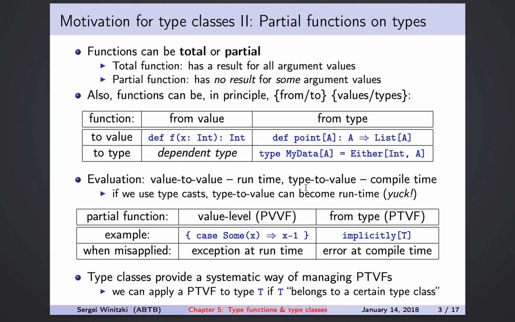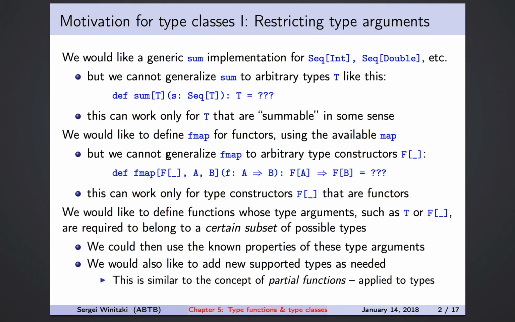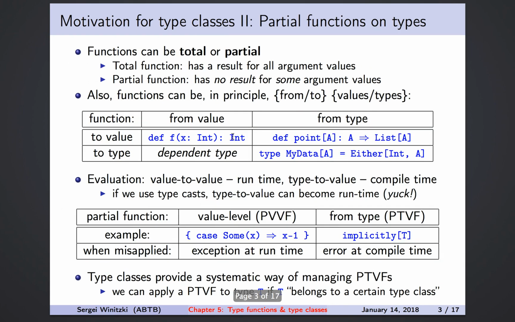If we are able to implement this, then these problems would be solved. We would just say, well, sum is not just a total type-to-value function, it's a partial type-to-value function that's only defined on types T that belong to the correct kind or type class, which are summable in some sense. And of course, this code won't work. It has to be done in a slightly different way, which we will find out how to do in a systematic manner.